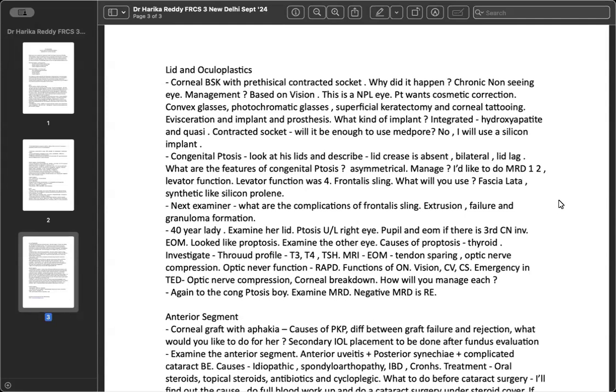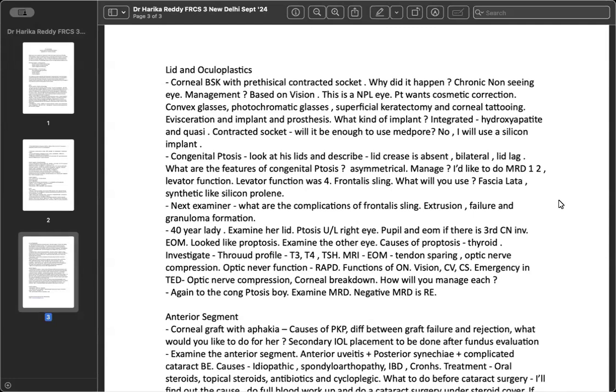Then the next examiner came and asked me, what are the complications of frontalis sling? I told him there could be an extrusion, failure, and granuloma formation. So then there was moving on to the third case. There was a 40-year-old lady there. So he asked me to examine her lid. Basically, I could see there was ptosis of the upper lid of the right eye.